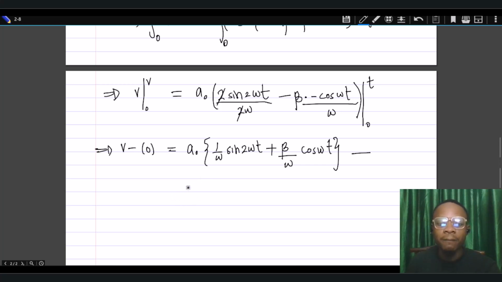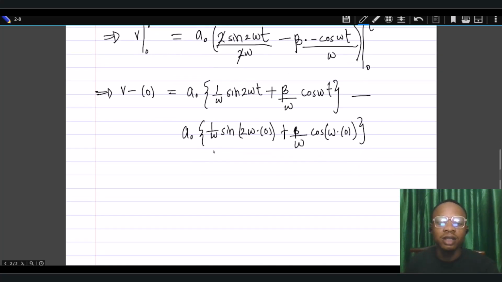For the 0 part, that will be a naught into 1 over omega. Then this will be sine of 2 omega multiplying 0, then plus beta over omega multiplying cos of omega multiplying 0. Let's write this properly. And that is all about that part.